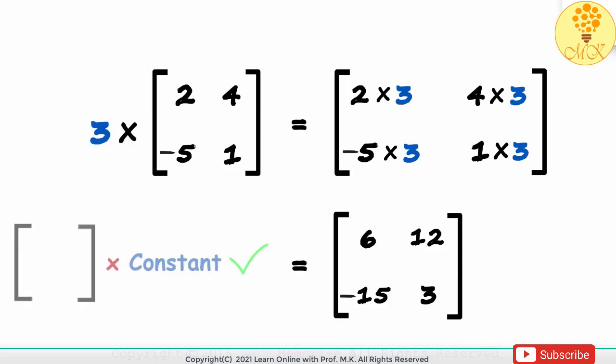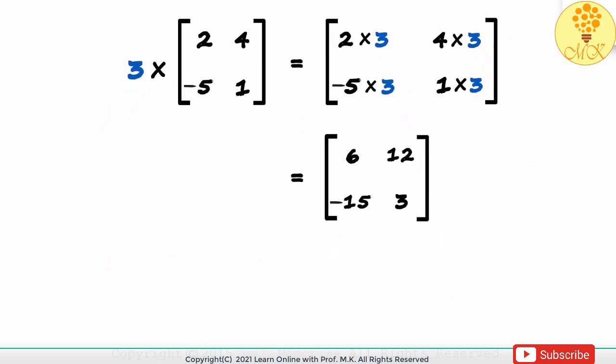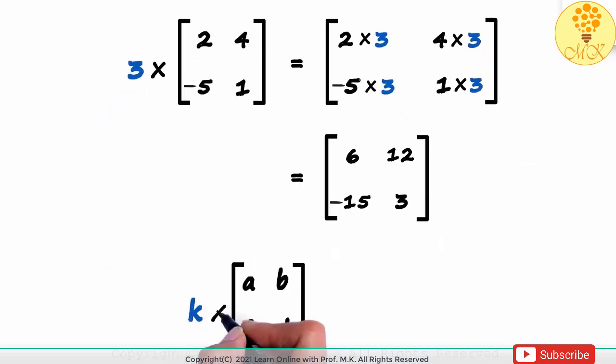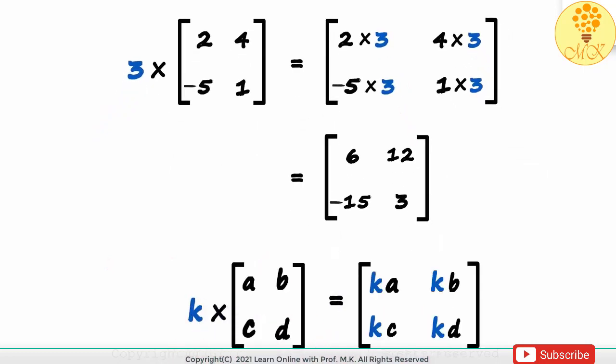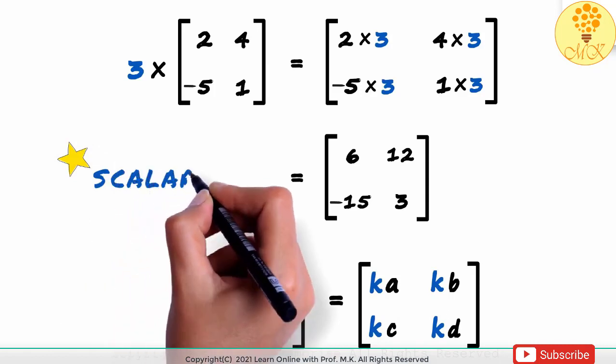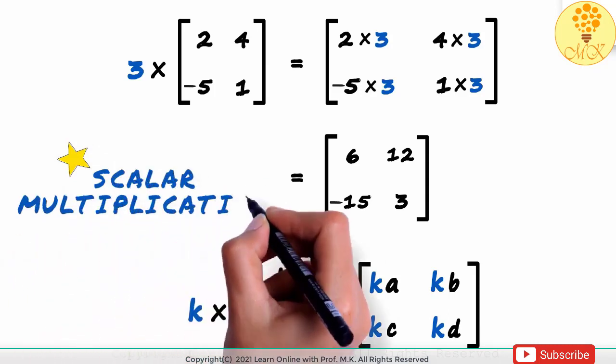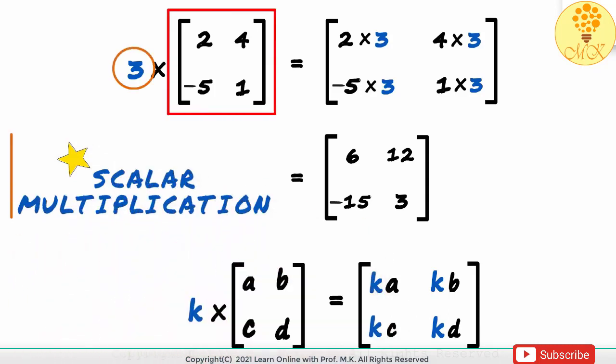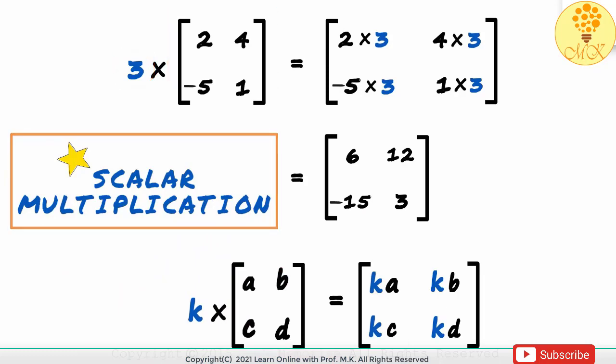This always works when a matrix is multiplied by a constant. If a matrix is multiplied by a constant k, then each of its elements is multiplied by k to get the resulting matrix. This is an important concept and it's called scalar multiplication. Multiplying a matrix with a number is called scalar multiplication.